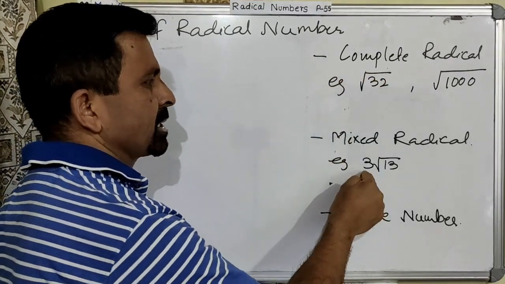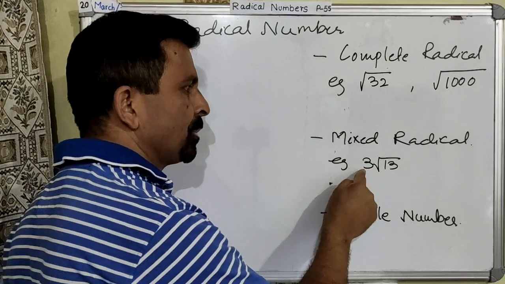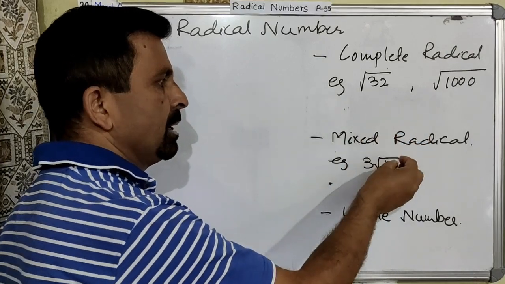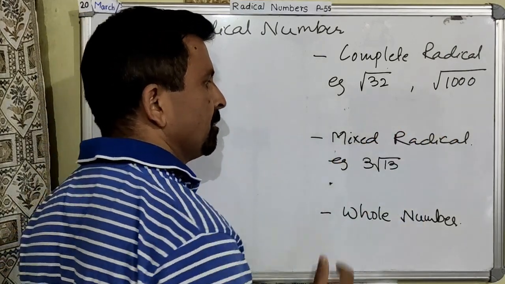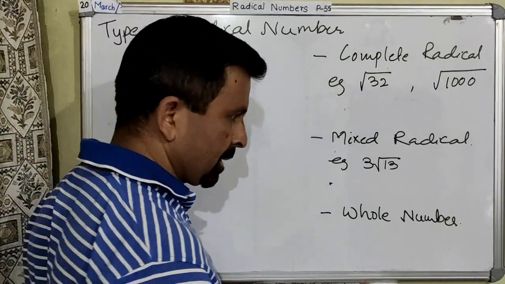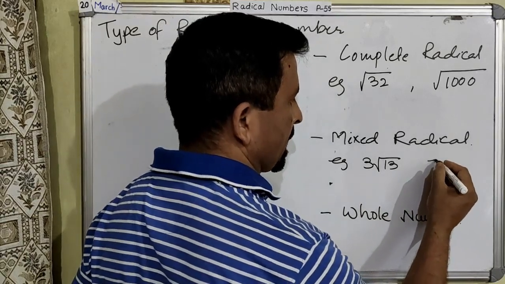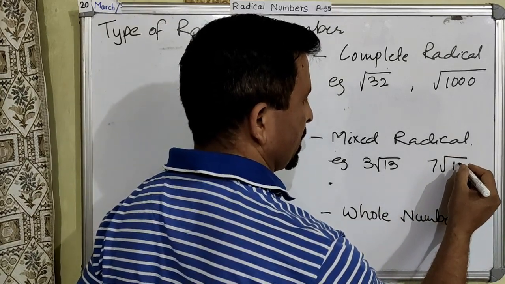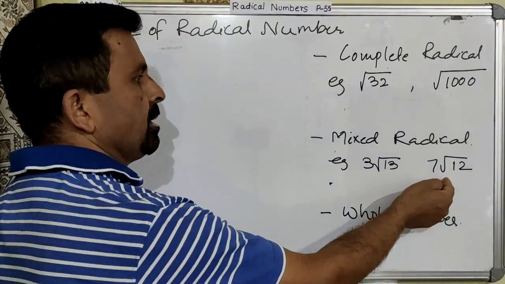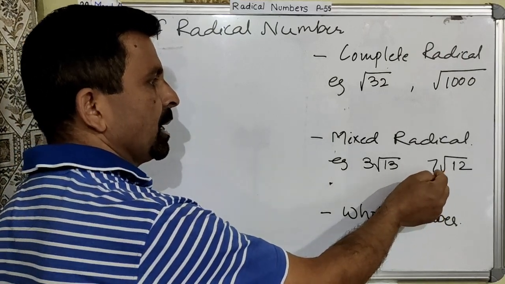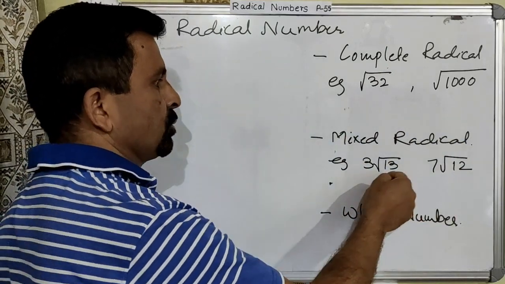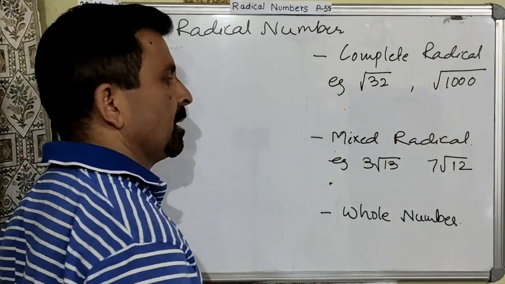This is called a mixed radical because here we have a whole number part and we have a radical part. Since we have a mixture of the whole number and the radical number, that is why we call this a mixed radical. Is it okay? Then we can have some more examples. 7 root 13, 7 root 12, right? Any number we can take. This also is a mixed radical because here we have a mixture of the whole number and the radical number. So we call these two mixed radicals and this is called a complete radical.